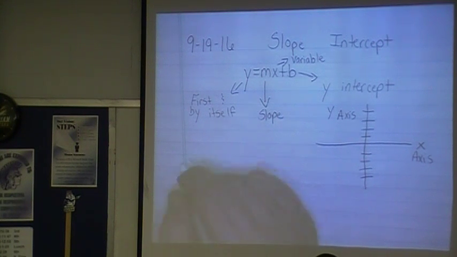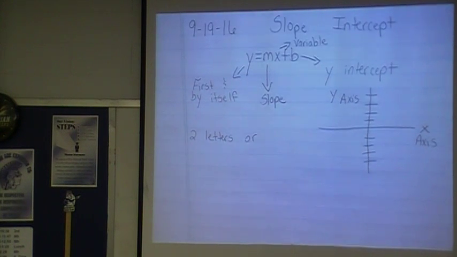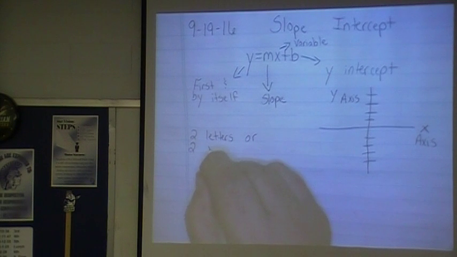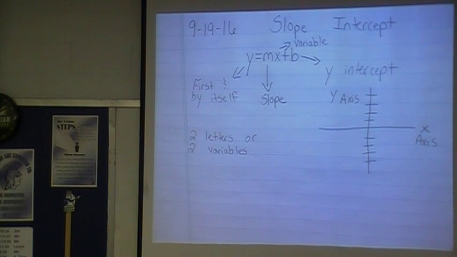Now you're going to have two letters, or we'll sound really good, we'll sound real educated, two variables. Variable is just a letter, that's all it is. Fancy way of saying letter.